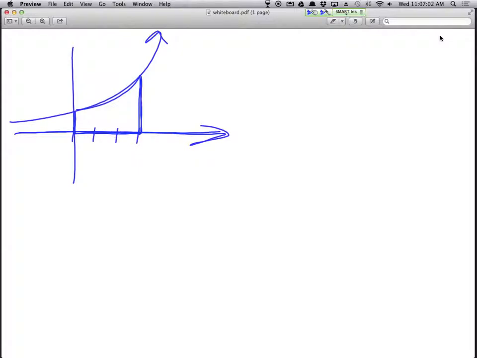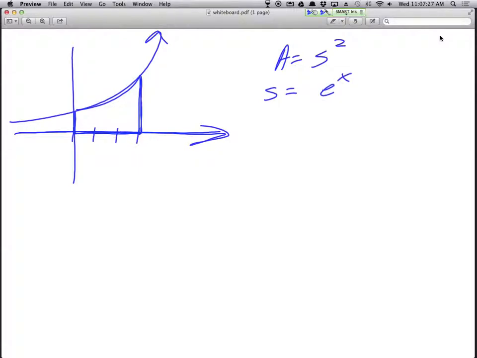The area of the square. Area of the square is side squared. So what's the next thing I need to find? The side. So I go back to this. What's the side going to be? Top minus bottom. The top is e to the x. The bottom is 0. So that means the side is e to the x.